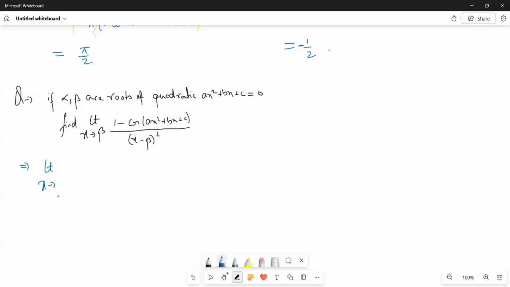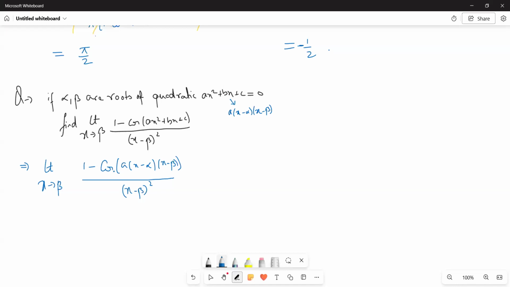So how do we do this limit x tending to beta? If alpha and beta are the roots of the quadratic, so how can we also write down the quadratic as a into (x minus alpha) into (x minus beta)? So this is like writing 1 minus cos of a into (x minus alpha) into (x minus beta) by (x minus beta) square.